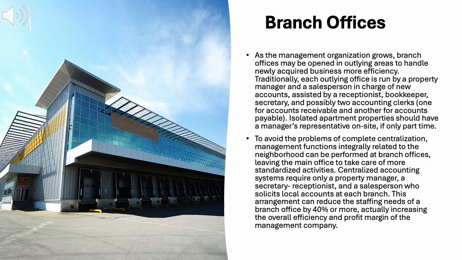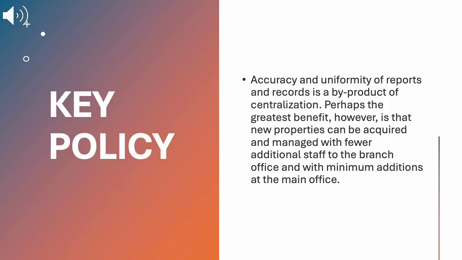Centralized accounting systems require only a property manager, a secretary receptionist, and a salesperson who solicits local accounts at each branch. This arrangement can reduce the staffing needs of a branch office by 40% or more, actually increasing the overall efficiency and profit margin of the management company. Key policy. Accuracy and uniformity of reports and records is a byproduct of centralization. Perhaps the greatest benefit, however, is that new properties can be acquired and managed with fewer additional staff at the branch office and with minimum additions at the main office.